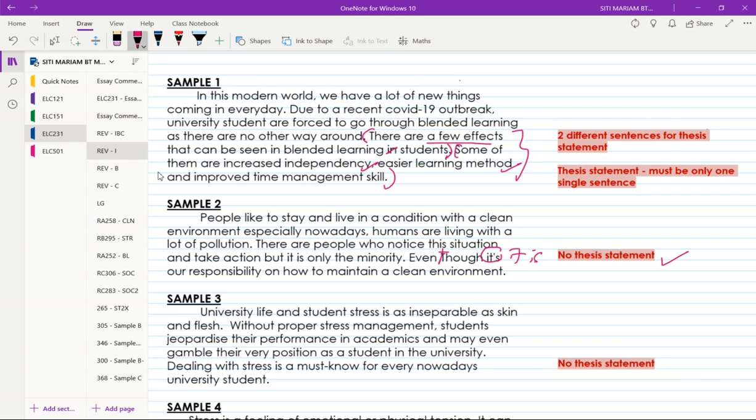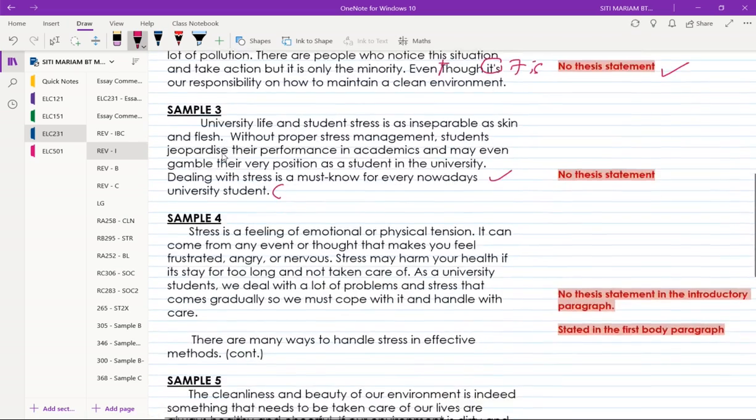Okay, so sample 3. University life and student stress is an inseparable as skin and flesh. Nice introduction. However, there is also no thesis statement here. Okay, so you can see that the last sentence, dealing with stress is a must know for every nowadays university student. So there should be continuation, like there are some ways on how students can deal with stress. Okay, moving on to the next samples.